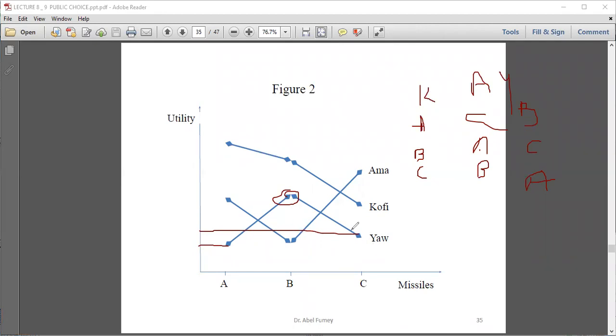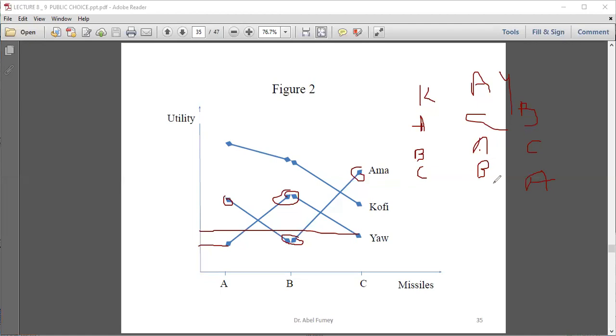Let's look at Amma. Amma preferred A to B, so you see that the utility from A is higher than that of B. And she also preferred C to A. So look at where C is. C is greater than A, and C is also greater than B. The utility from C is greater than A, and also greater than B. So these are the preferences as depicted by the table that we have there.